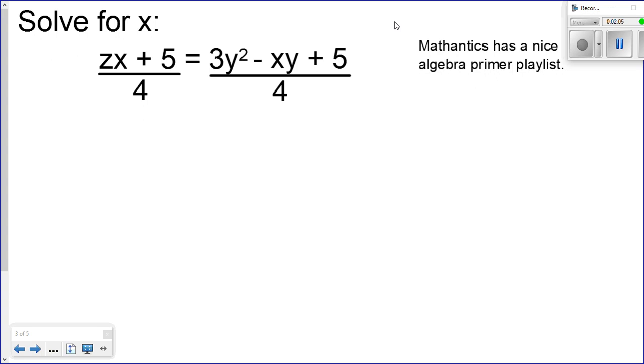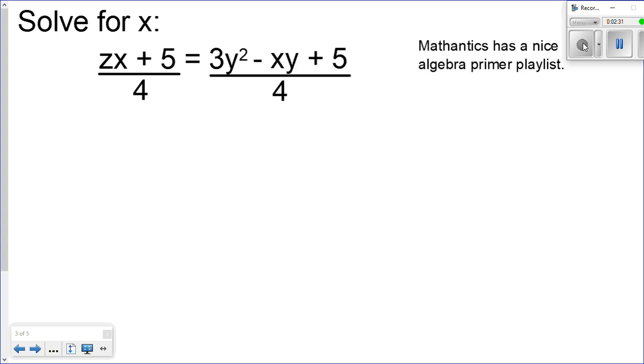Okay, so here we've got an equation. On the left side we have zx plus 5 divided by 4. On the right side we have 3y squared minus xy plus 5 divided by 4. The equal sign in between these two means that the left side is the same thing as the right side, just expressed differently. So here's how we're going to solve this.